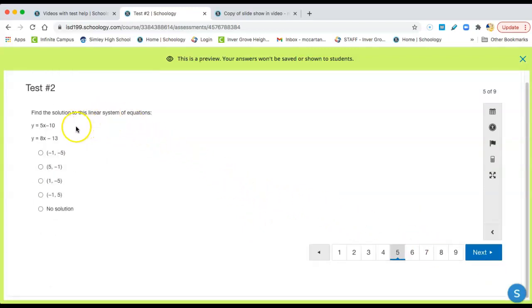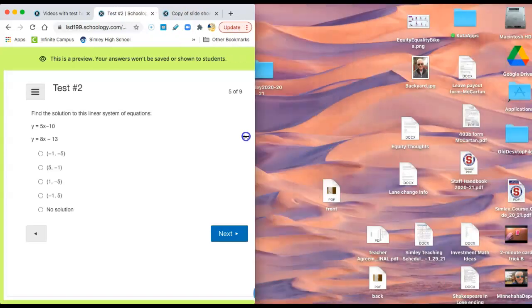All right, next. Find the solution to the systems of linear equations. All right, we're going to use Desmos. All right, so I'm going to cut this in half. I think I can do this. Yep, there we go.